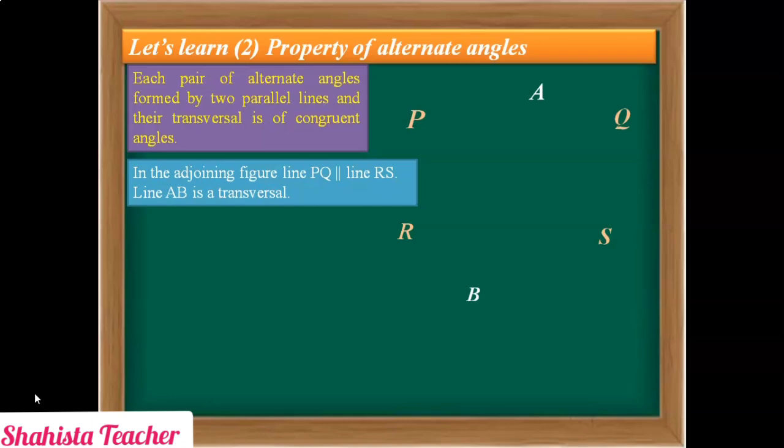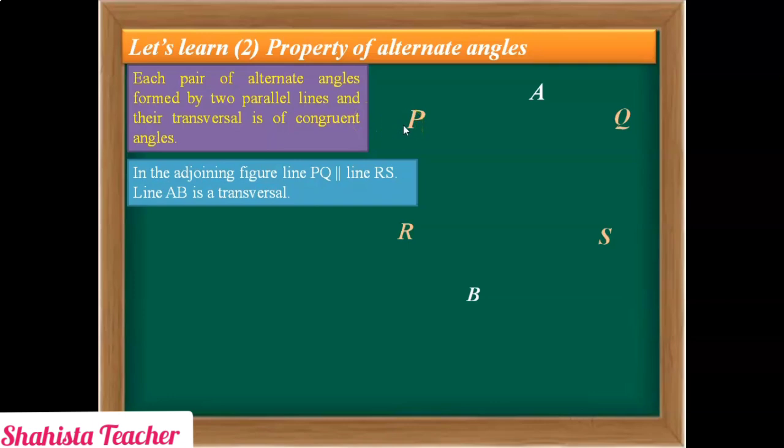Opposite side and opposite direction are congruent in alternate angles, whereas in corresponding angles, same side, same direction are congruent. Now here, each pair of alternate angles formed by two parallel lines is congruent. Same like the corresponding angle property, here also the same thing happens.